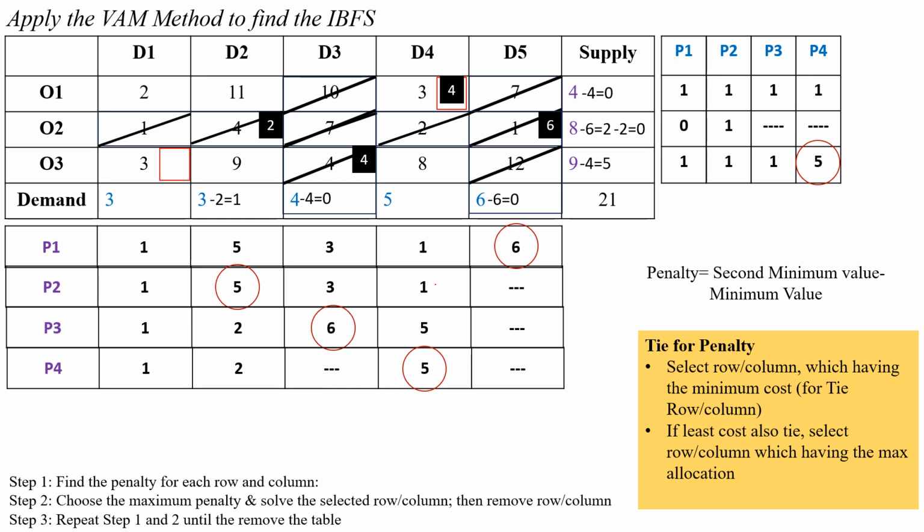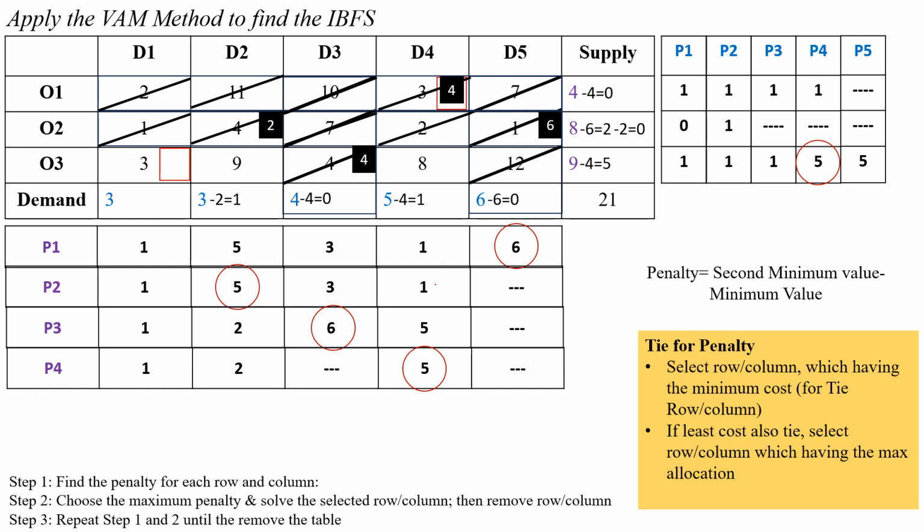Then supply will become 4 minus 4 equal to 0. Demand is 5 minus 4, which is equal to 1. So here supply is 0 for the O1 row, then I have to remove the O1 row. Next, once again I have to calculate the penalties for the row as well as the column.